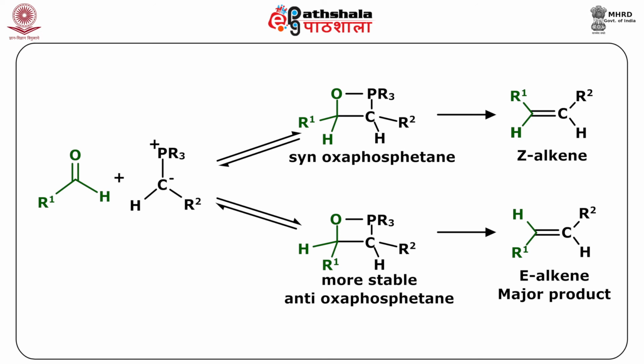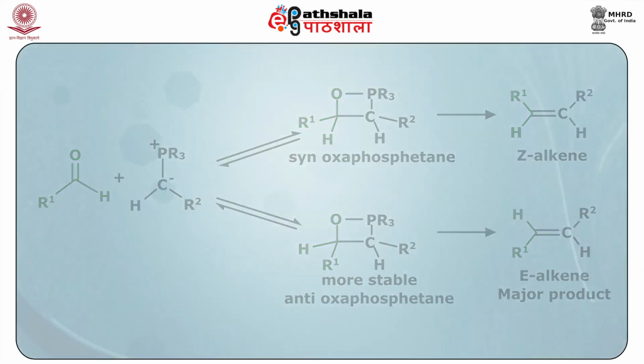Thus, the selection of the E product, you can say here it is thermodynamically controlled, and this you can see here as shown. So, the E-alkene here is the major product in contrast to the Z, because of this equilibrium where it will come to the more stable anti-oxaphosphetane, which will further give you the E-alkene as the major product.